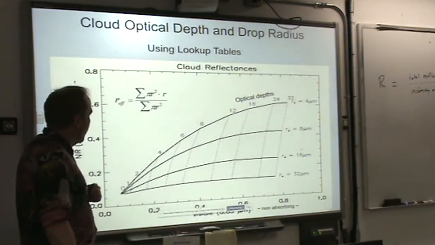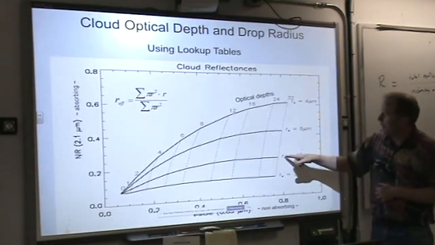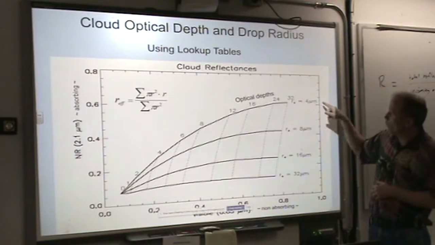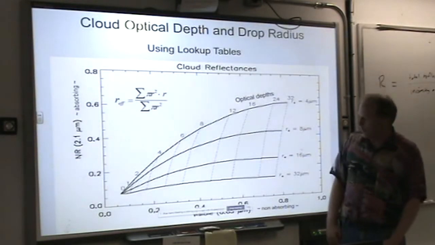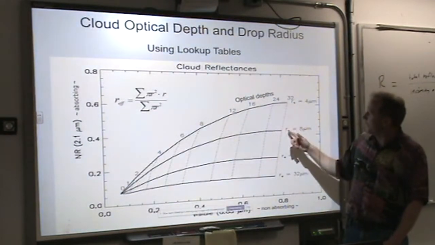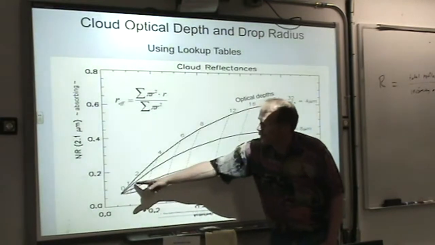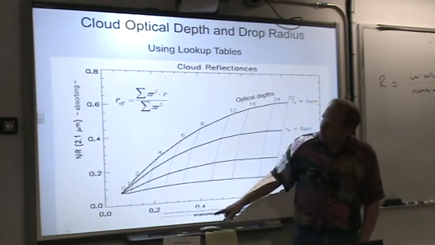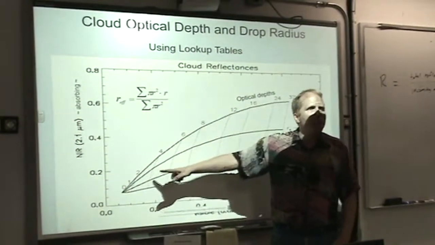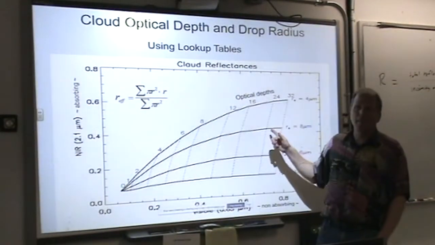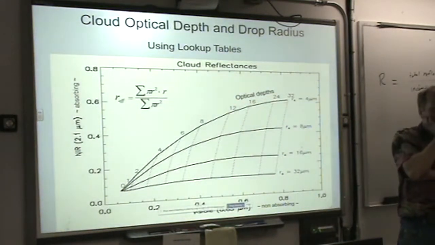So let's look at one of these. We have different sizes of the cloud drop particles, going from 4 microns to like 32 micron radius. And then we have different optical depths. So we're going to pick one radius, let's say 8 microns. And as we make the cloud thicker, the reflectance in the visible and in the near-infrared both begin to increase. Eventually, the near-infrared levels off. The near-infrared reaches a limit and can't reflect anymore.